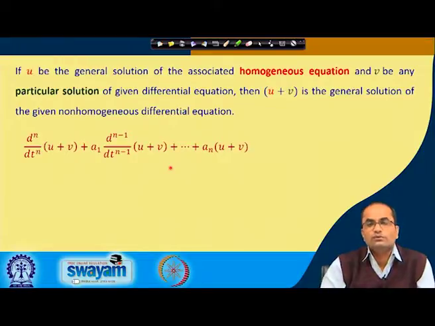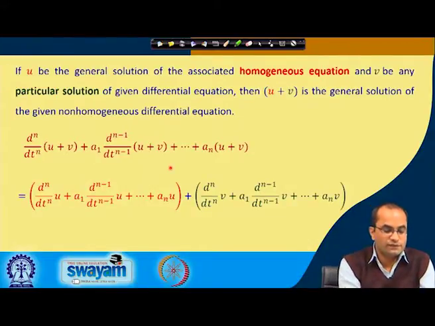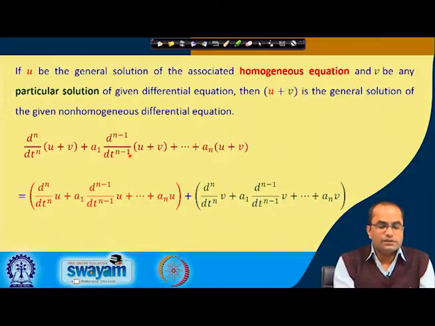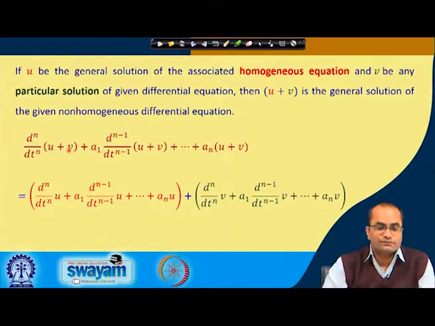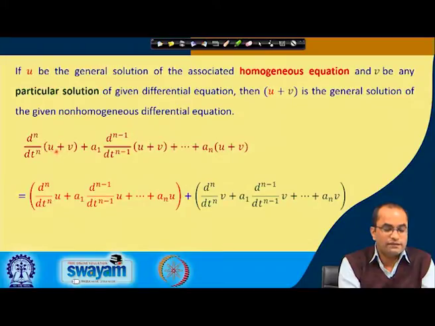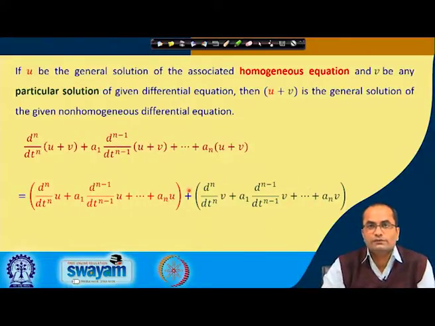Remember, u is the solution of the homogeneous equation and v is a solution of the given non-homogeneous differential equation. Then we can use linearity. The derivative applied on u plus v gives the derivative on u plus the derivative on v, so we can break it into two parts: one with u and the other with v, each with the same left hand side of the differential equation.